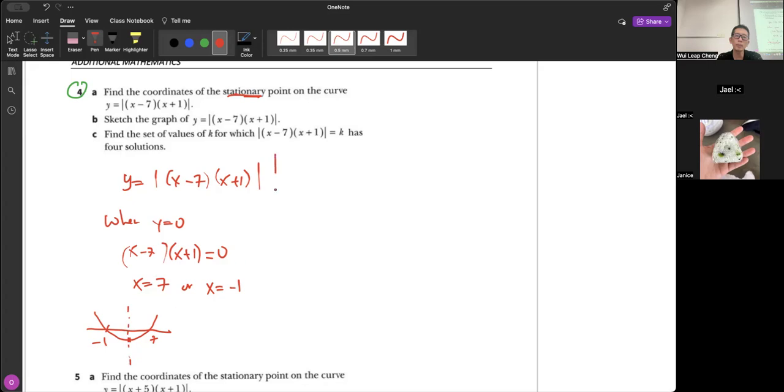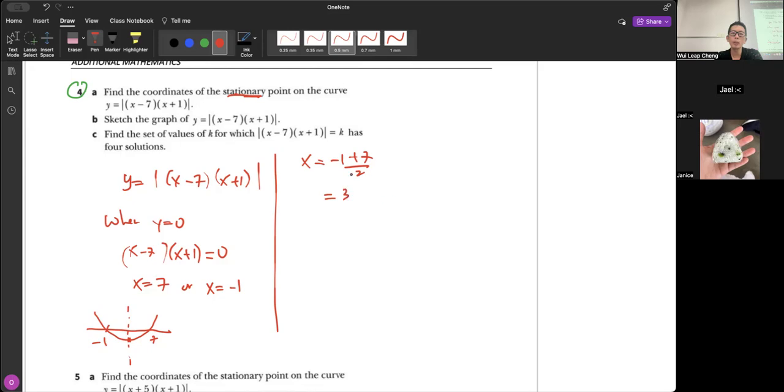So first you need to find this line. What is the name of this line? This line will be the midpoint, right? What is the midpoint of these 2 points? It will be (-1 plus 7) over 2. Try to find this point first. So this point is going to be 3, right?